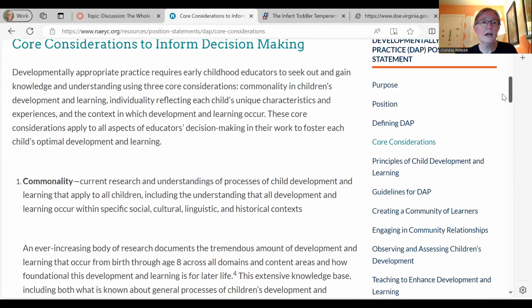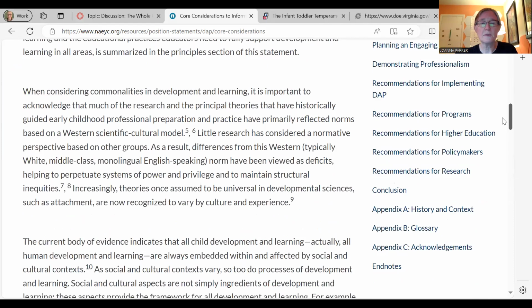In particular, I do want to highlight here for you a specific paragraph when talking about commonality and thinking about what we know about children's development and how children develop and learn, and what is the science and research that supports us around this, right? And so this statement says, when considering commonality in development and learning, it is important to acknowledge that much of the research and the principal theories that have historically guided early childhood professional preparation and practice have primarily reflected norms based on a Western scientific cultural model.